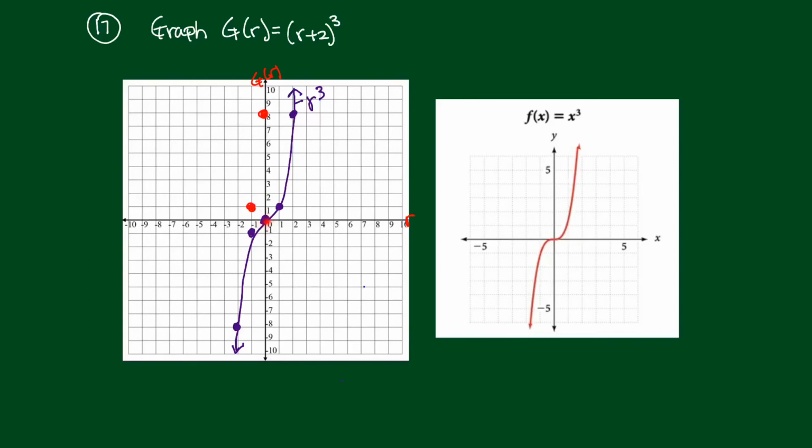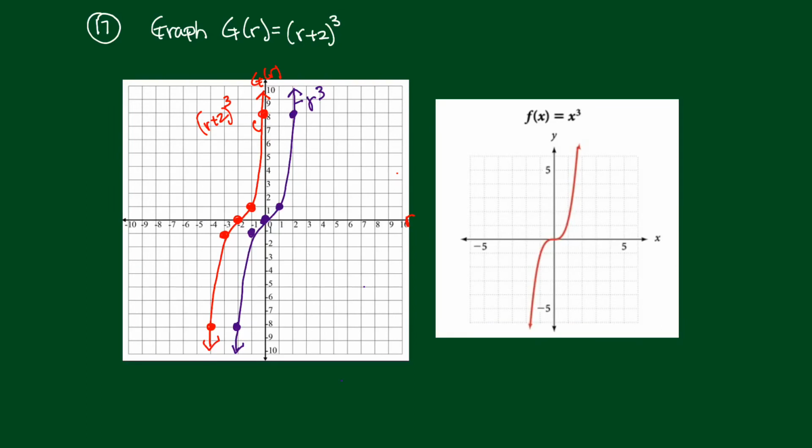And let's take the origin here, move it 2 to the left. That'll put us right here. This point here, I'll go 2 to the left. Puts us right here. And then one more. This one down here, let's go 2 to the left. That'll put us here. Let's draw our cubic curve through those as best we can. All right, I think we've got it. So this is r plus 2, cubed.